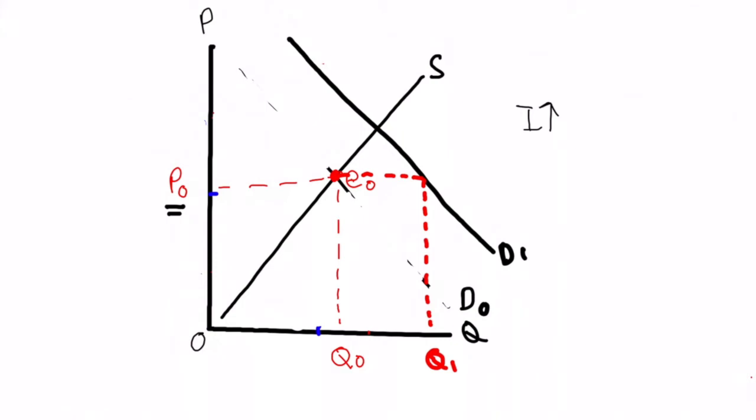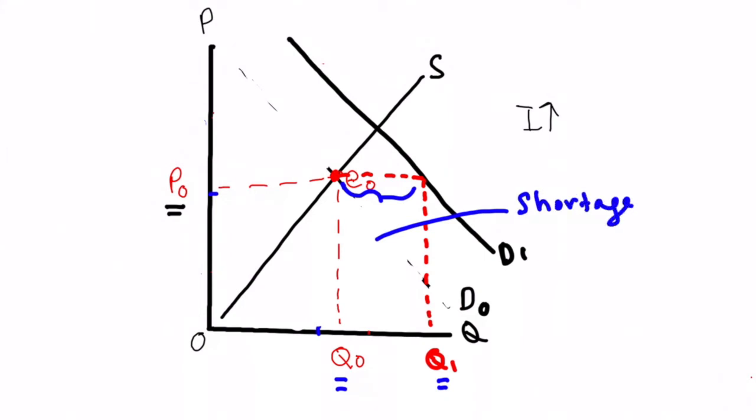Now, what is happening here? The economy is experiencing what? Quantity demand, which is Q1, is greater than quantity supply. So the economy here is experiencing a shortage.